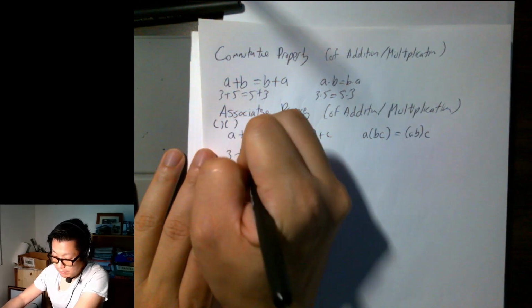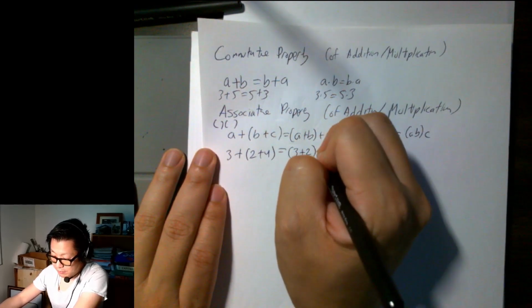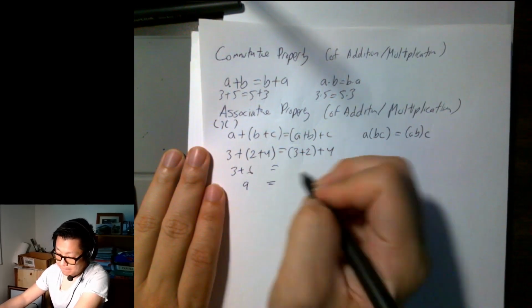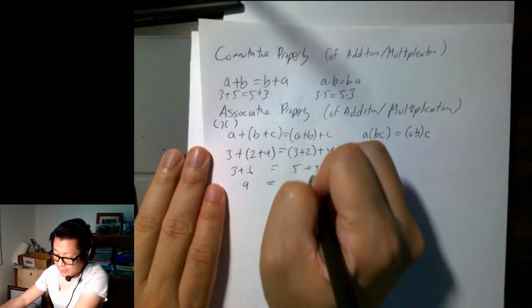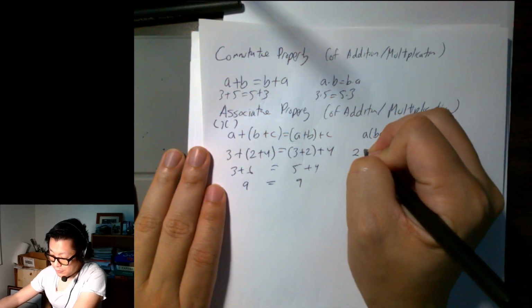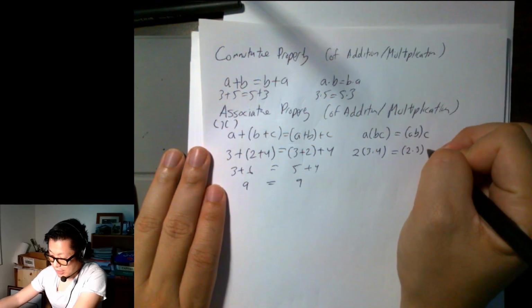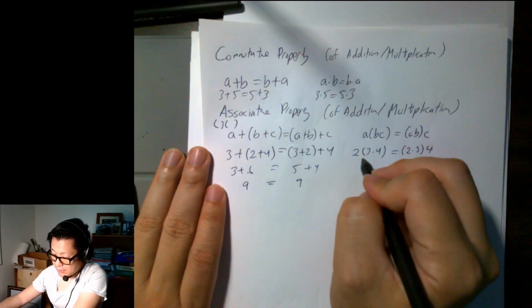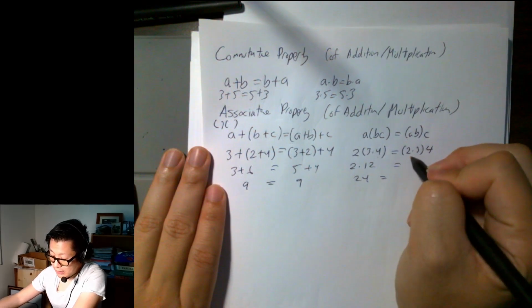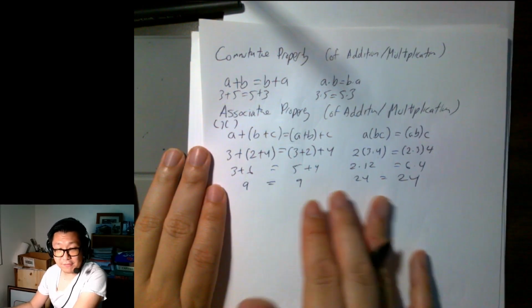So for instance, 3 plus (2 plus 4) is supposed to be the same thing as (3 plus 2) plus 4. 2 plus 4 is 6, 3 plus 6 is 9, 3 plus 2 is 5, 5 plus 4 is 9. This also works for multiplication. If I have 2 times (3 times 4), that should equal (2 times 3) times 4. So 3 times 4 is 12, 2 times 12 is 24, 2 times 3 is 6, 6 times 4 is 24. Again, this may seem self-evident.